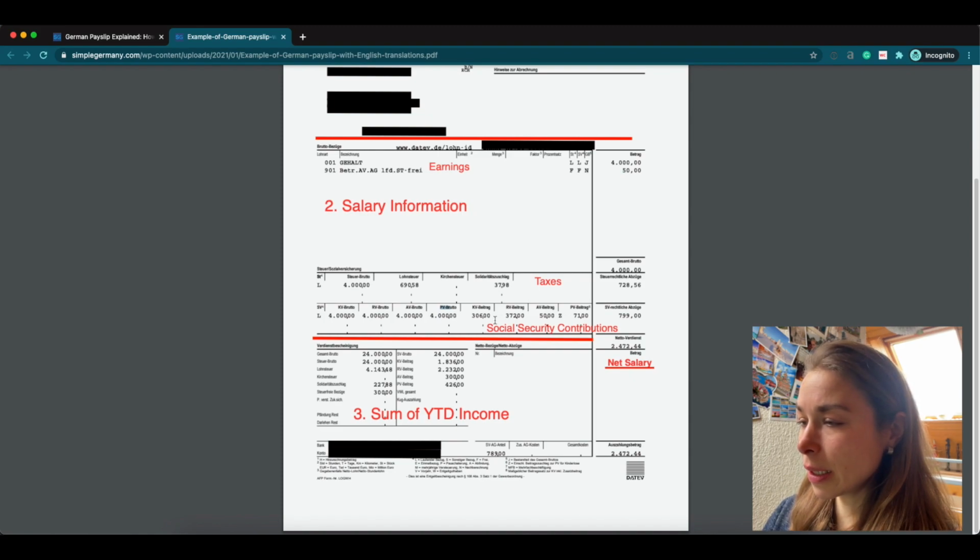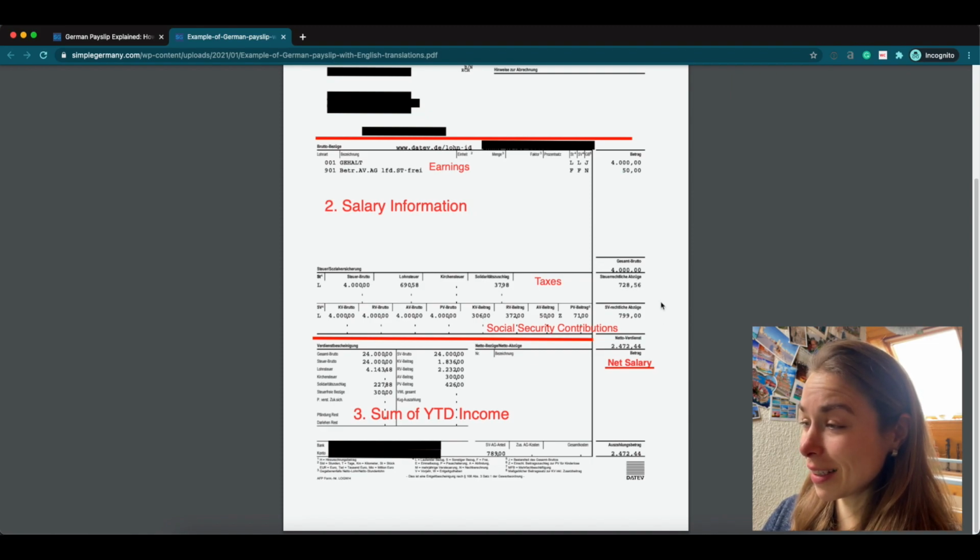As you can see, the health insurance and the pension fund take the biggest chunk, and the amounts are obviously percentages of the gross salary. All in all, if you earn 4,000 euros, on this payslip, I think from 2019, your Social Security contributions are 799 euros. So that is a lot.